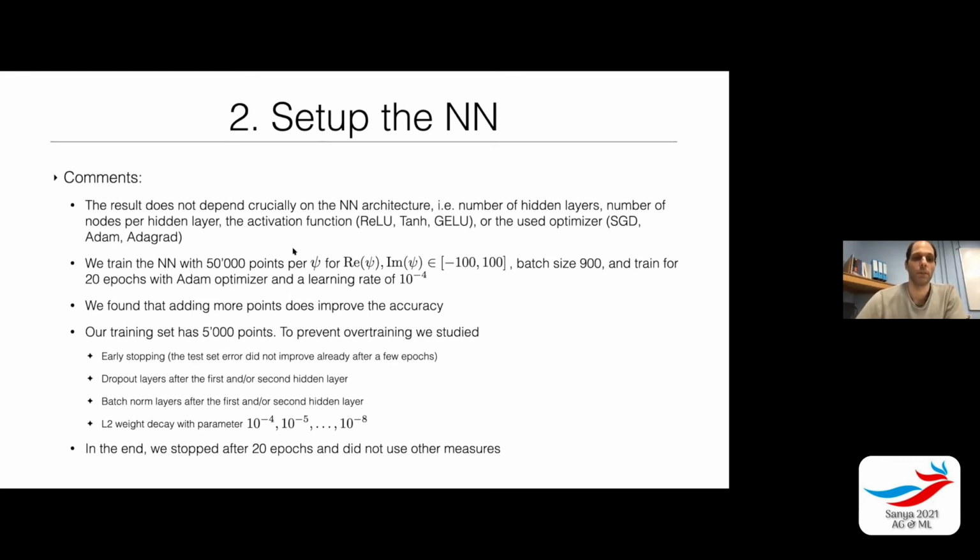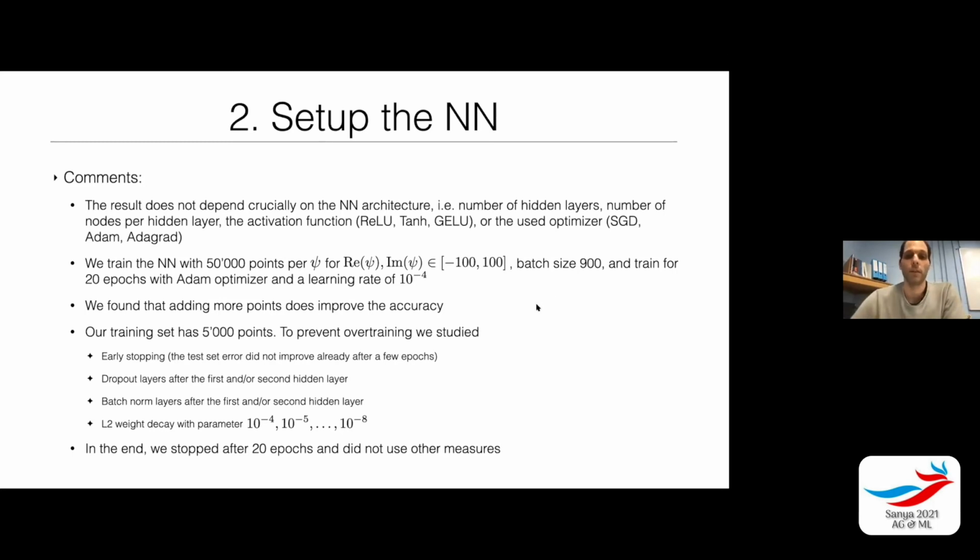So I will be giving results for 50,000 points per psi, sampled from a box between -100 - 100i to +100 + 100i. We used a relatively large batch size because the data is small, so there's no RAM issue of fitting this into the memory. And we trained it for 20 epochs with an Adam optimizer and a learning rate of 10 to the -4.